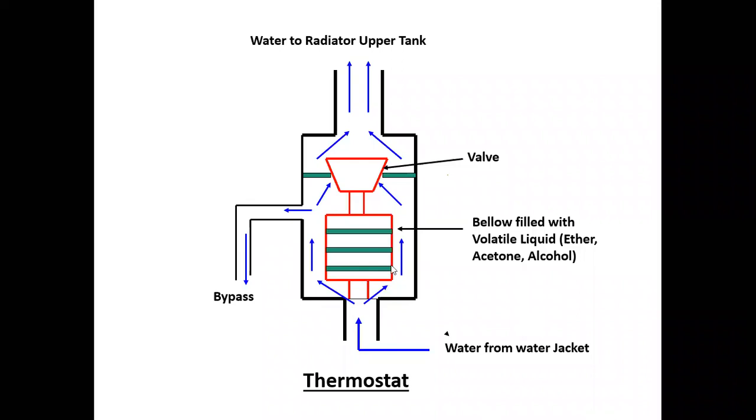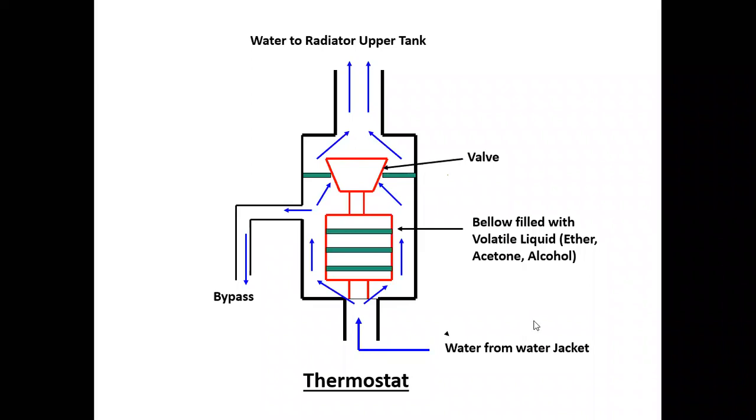So if the water is not too hot, then the temperature of the water is also very low. If the temperature of the water is very low, then this bellows will contract, and this valve will get closed. As this valve is closed, there will be no flow of hot water to the radiator upper tank. Now what happens if the water is too hot?